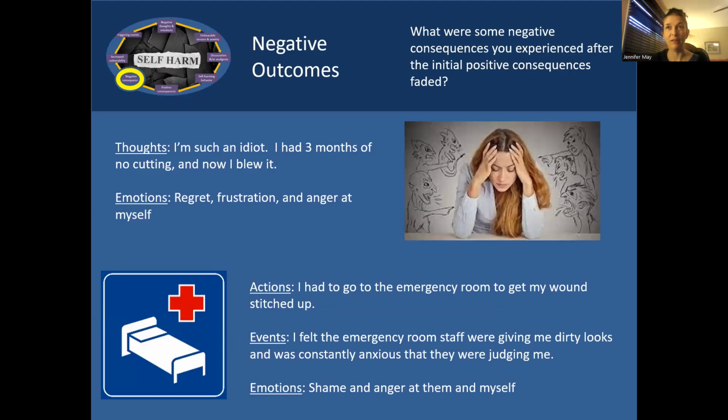So negative outcomes. As she's coming back to reality, coming back alive again, she's thinking, oh no, what did I do? I was such an idiot. Had 3 months of no cutting, and now I blew it. Regret, frustration, anger. Actions: oh, I had to go to the emergency room to get my wound stitched up. So you're left with a wound. Now you have to make a trip to the ER. And while you're there, you're thinking, oh, the emergency room staff are all looking at me. They're judging me. And that's probably true. A lot of times that does happen. So thinking, you know, here I am and they're all judging me. I'm feeling shame and anger at them and myself.